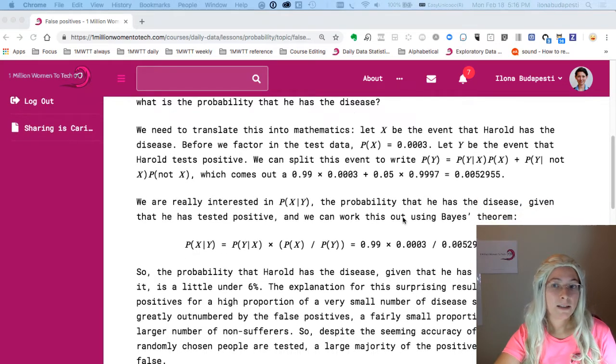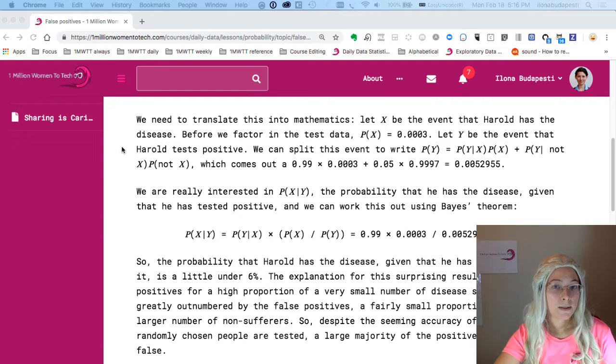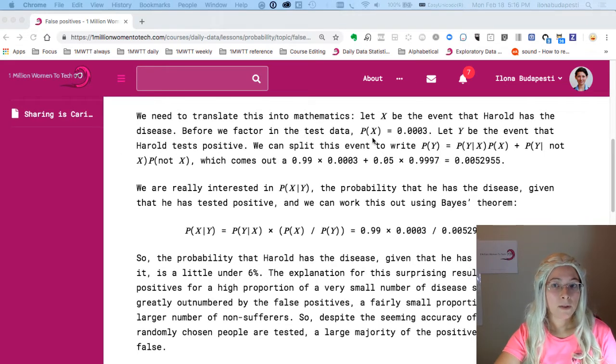We need to translate this into mathematics. So let X be the event that this person has the disease. Before we factor in the test data, we know that P of X is 0.0003 or 0.3%. Let Y be the event that this person tests positive.